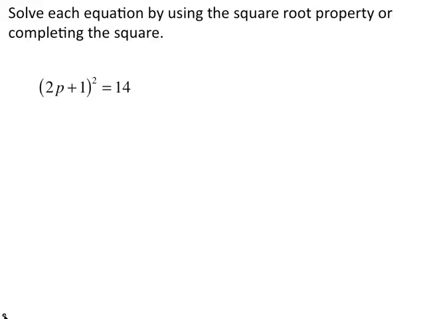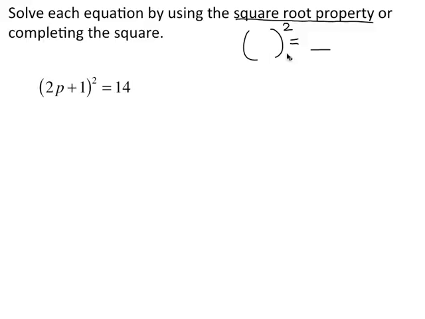Solve each equation by using the square root property or completing the square. So recall with the square root property, we have something squared on one side equal to some number on the other side. And in this case, our problem is written like that. I have (2p + 1) squared equal to 14.